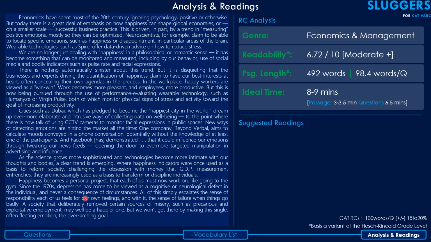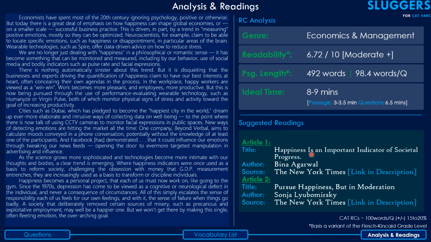Finally, suggested readings based on this passage. There are two articles that I'm mentioning here. The first one is Happiness is an Important Indicator of Societal Progress by Bina Agarwal, source New York Times. The link has been provided in the description. As a second article, Pursue Happiness but in Moderation, by another author in the New York Times, from the same source. Link for this as well has been provided in the description. Okay. In fact, these articles and the articles from which your passage has been taken are part of the same debate on the New York Times page, so you can find that in the description. Okay. All right. So we're done with the analysis and readings part.